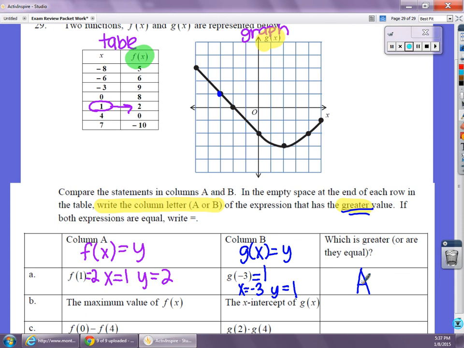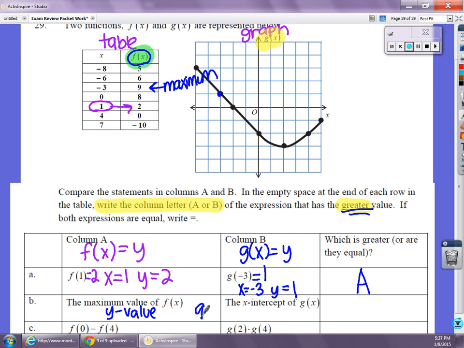Okay, part B. The maximum value of f of x. The maximum value is a y value. So when we're dealing with minimum and maximum, we're talking about y. So we want to know the highest y value. F of x equals y. So we're looking in this column here, f of x, and the maximum value that I see is 9. So there's our maximum. I'm going to label that. And so the maximum value is positive 9. I'm just going to write that down.